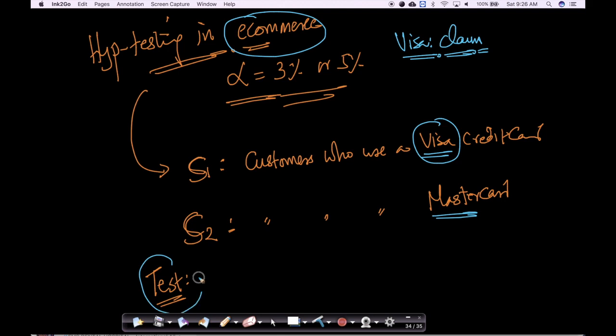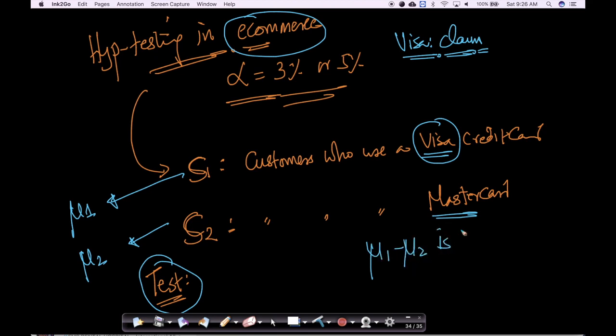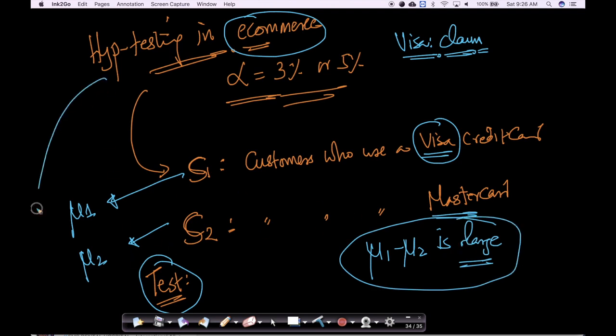Now you want to perform a simple test. You can use hypothesis testing here also. You can see what is the average spend by customers who have a Visa credit card; let's call that mu1. You have an average spend by all the MasterCard customers; let's call it mu2. Now Visa is claiming that mu1 minus mu2 is large, or significantly large. That's their claim.